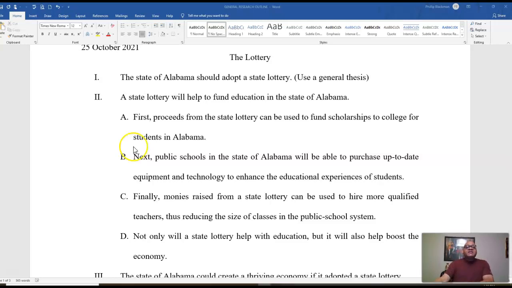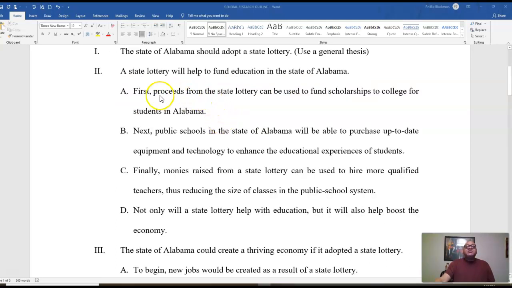So let's look at this. We have our topic sentences. We have our thesis statement with Roman numeral number 1, the state of Alabama should adopt a state lottery. Roman numeral number 2 is our topic sentence, our first support. Why should the state of Alabama adopt a state lottery? A state lottery will help to fund education in the state of Alabama.